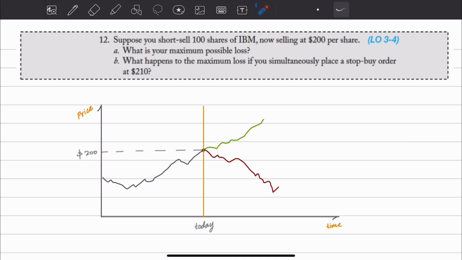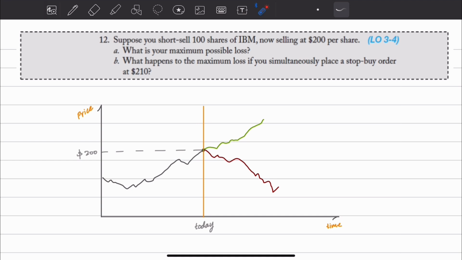Okay? So to answer the first question, what is your maximum possible loss when you short sell? The answer is you are going to lose money when you short sell the stock here and the stock goes up in price. Why are you going to lose money in that scenario? Because in either scenario, you're going to have to buy the stock again at a later date. Let's say around here. So if the stock goes up in price, you're going to have to buy it again for a higher price. And that price difference is going to be your loss.